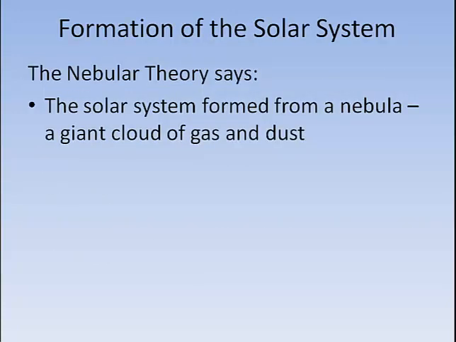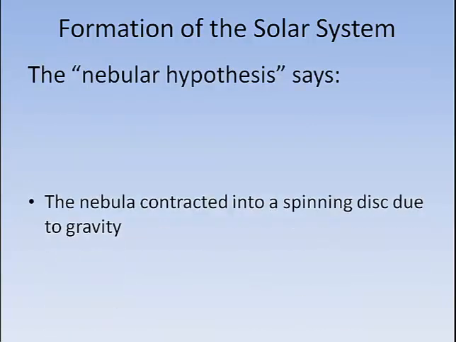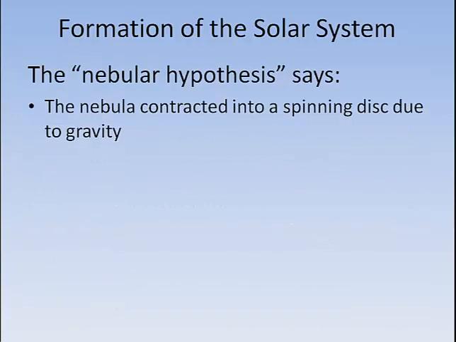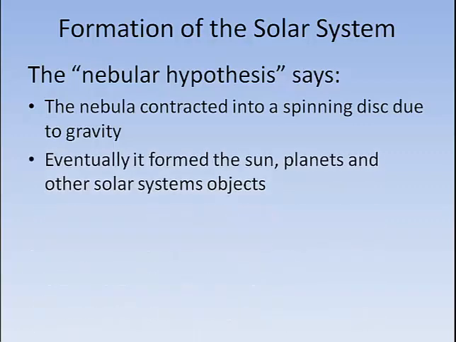Now, we studied the nebular theory before, but we're going to go over it again because it's really important. So the nebular theory says that our solar system was formed by a nebula. And you remember that a nebula is just a giant cloud of gas and dust. Now, this nebula contracted due to its own gravity into a spinning disk. Eventually, that disk formed the sun, the planets, and other things in the solar system that we're going to study next.